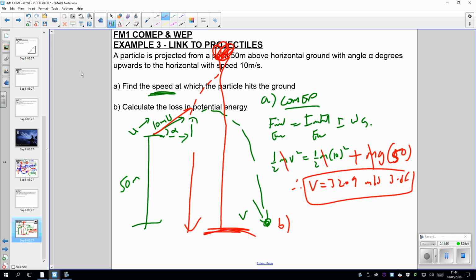B says calculate the loss in potential energy. Loss in potential energy, that just means calculate the work done by gravity, doesn't it? Because gravity has worked, the thing has moved down, it had a load of potential energy here, but then it all dissipated and it ended up down here. It transferred to kinetic energy, okay? So calculate the loss in potential energy, that's literally just asking for work against gravity. So that's mg times by 50. We don't know what m is, so we're just going to leave it in terms of that. So 50 mg. Okay? Joules, remember, because it's work.